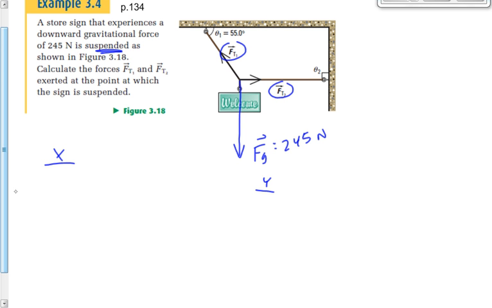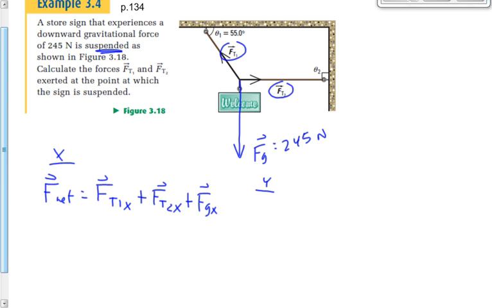Now, for the x dimension, we're going to say FT1x, sorry, we're not going to say that yet. We're going to say the net force is equal to the sum of the forces. Now, the sum of the forces includes all three of these, but the x component of all three of them. So we'll say FT1 x component plus FT2 x component plus Fg x component.